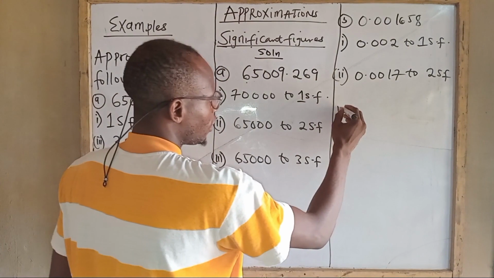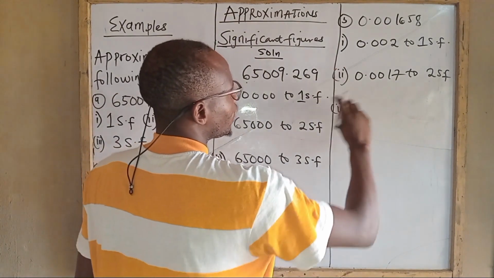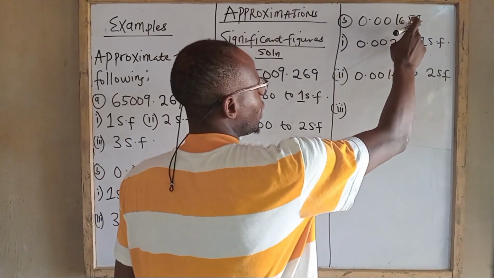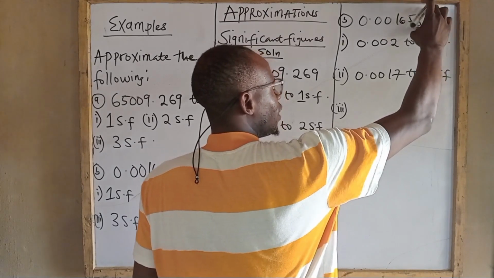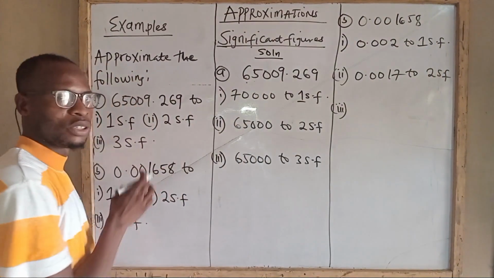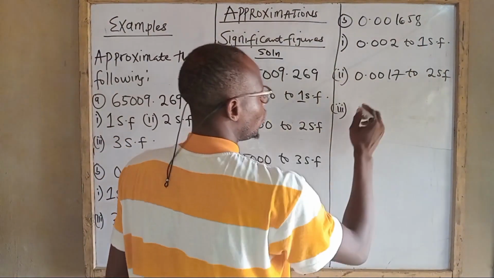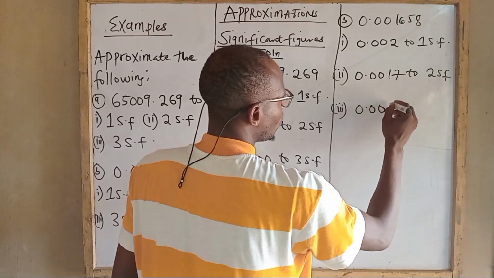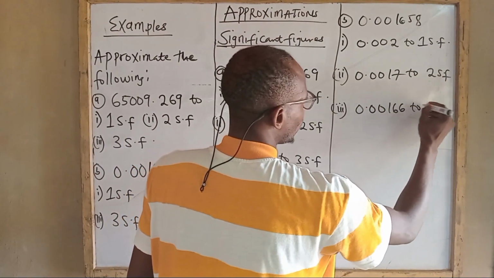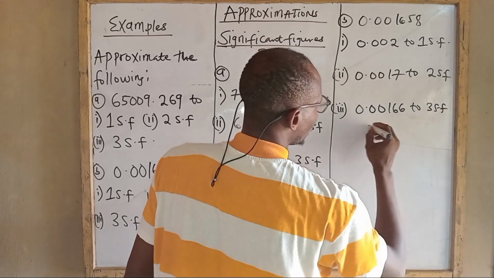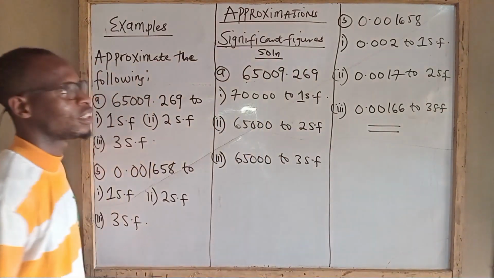Then lastly, the same number to 3SF. You count again, 1, 2, 3. The next digit is 8. It falls in the category of what? Of round up. You also add 1 to this digit. So you should have 0.00166 to 3SF. So that will be the end of the class.